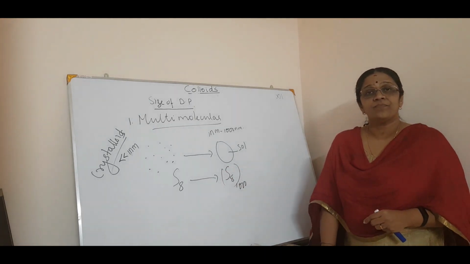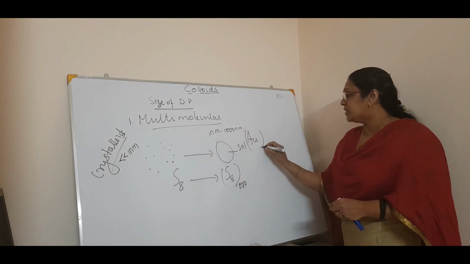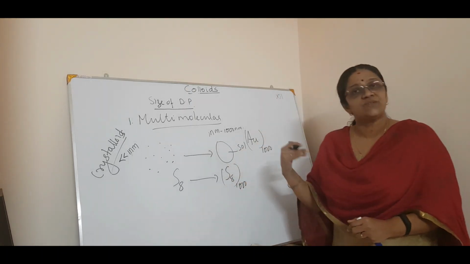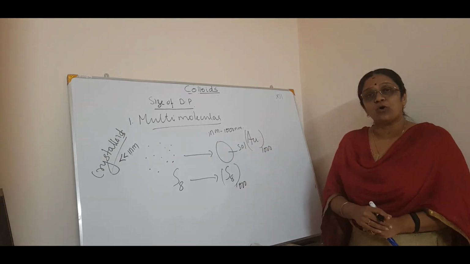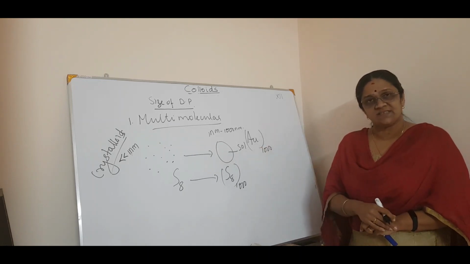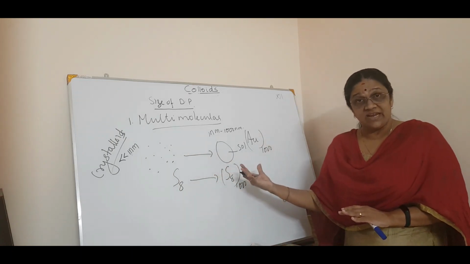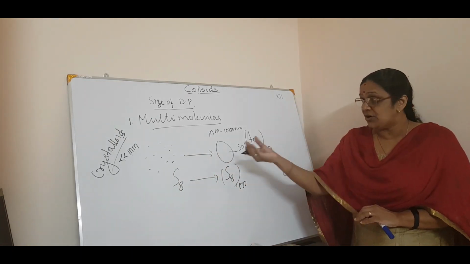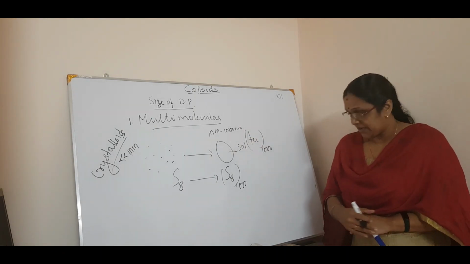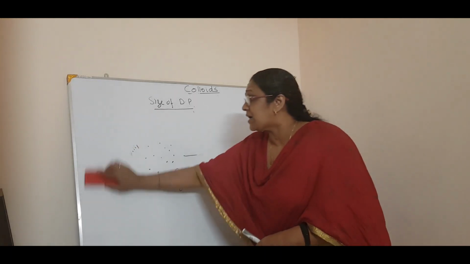Or you can have what? Gold sol. 1000 small gold molecules combine together to form a gold sol. So these are the examples of what? Multimolecular colloids. It's very easy. Just the name represents it. So tiny crystalloids combine together to form a colloidal range. Colloidal particle in the range of 1 nanometer to 1000 nanometer. Clear? Okay.